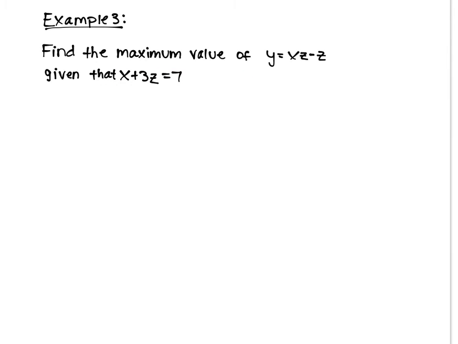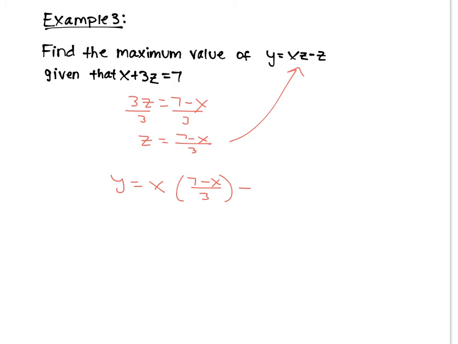So we're going to start with this one and solve it for z so that we can have a function only in terms of y and x. So 3z equals 7 minus x. Divide by 3. That gives us z equals 7 minus x over 3. So that way, we can take it and plug it in for z into this function. So y equals x times, instead of z, we're going to put 7 minus x over 3. And then minus z, and instead of z again, we're going to put 7 minus x over 3.